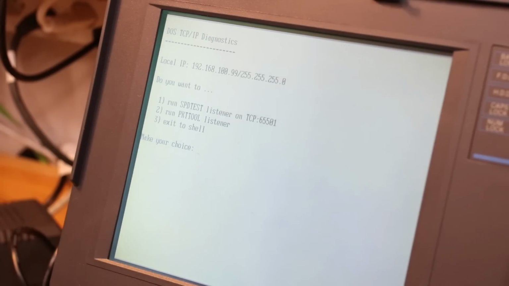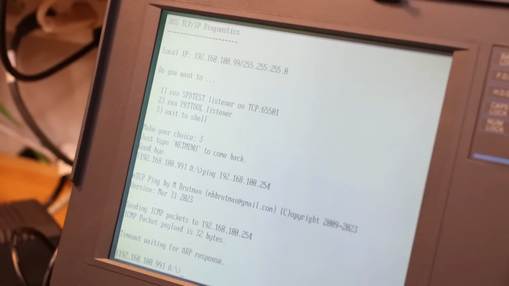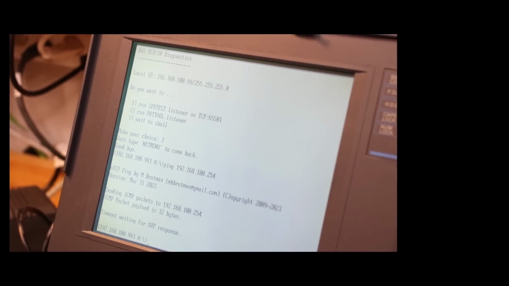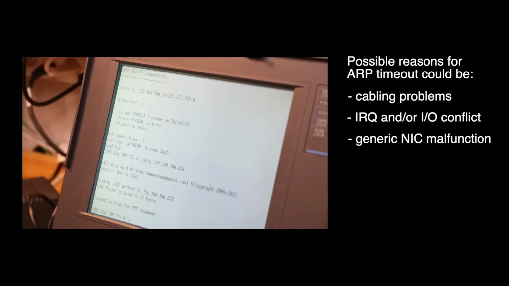But then, when exiting to the shell and trying to send a ping, it wouldn't work and I got only a timeout waiting for the ARP response. And that can actually mean multiple things. Either my ICMP packet is sent out, but I indeed don't receive answers because the destination is invalid. Or the packet is not sent out at all, which is why I don't receive an answer.